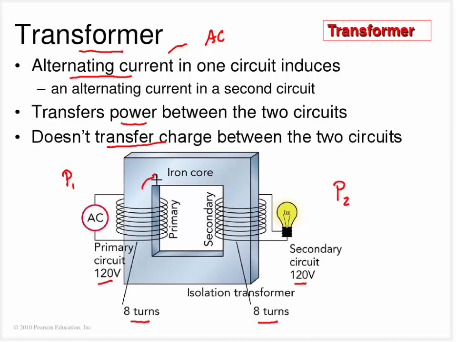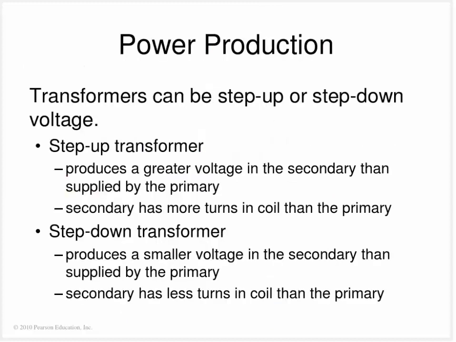Now, it does help to have the iron core to get some of those magnetic domains lining up as it goes back and forth. But we can't mess around with the power, but if we start to mess around with the number of turns, we can start to mess around with the voltage. And it turns out that transformers can actually step up voltage or step down voltage. A step-up transformer is going to have a higher voltage in the secondary than the primary. The secondary is also going to have more turns. More turns means more voltage.